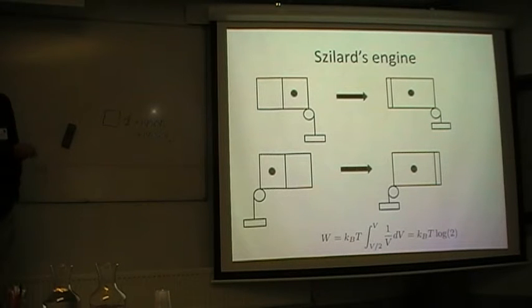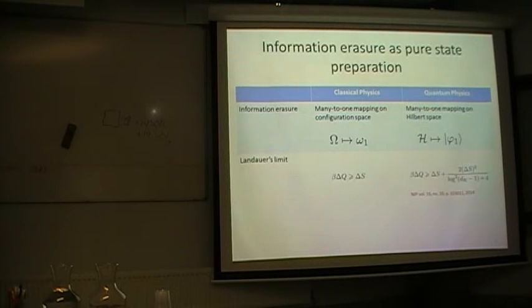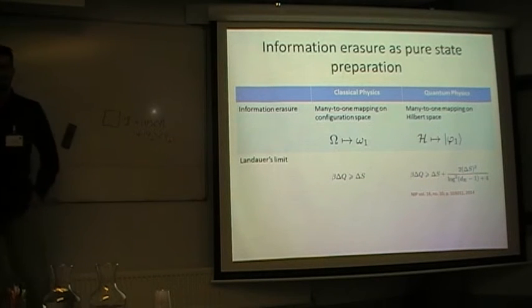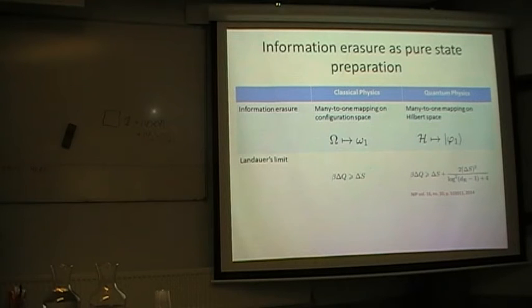Because again, this amount of work is extracted after many repetitions of this cycle. After each time, the demon has to erase its memory so that it can record the position of the particle at every cycle. And so what we call information erasure in the demon is basically an irreversible, many-to-one mapping from the different configurations that its memory could have to one assigned state. So here in classical physics, it's a mapping from the configuration space to one state only.